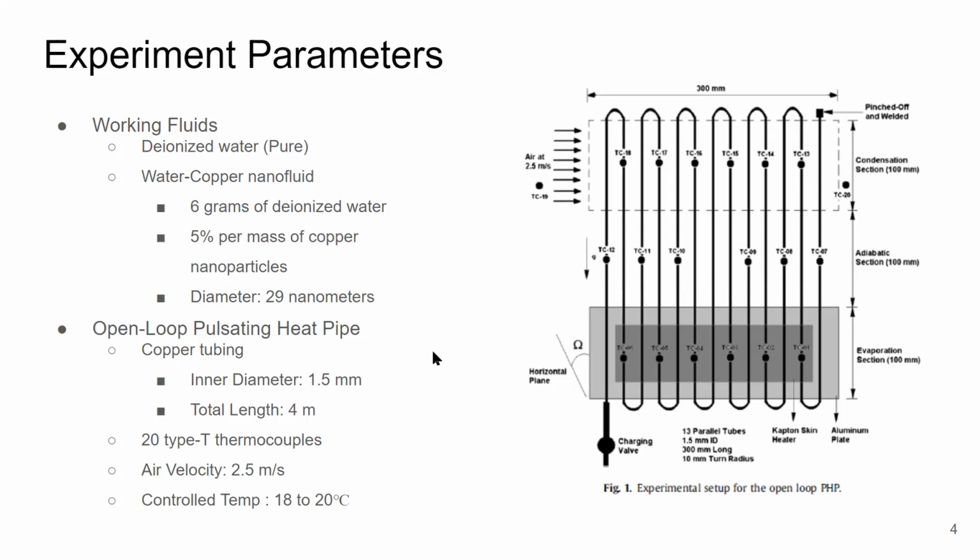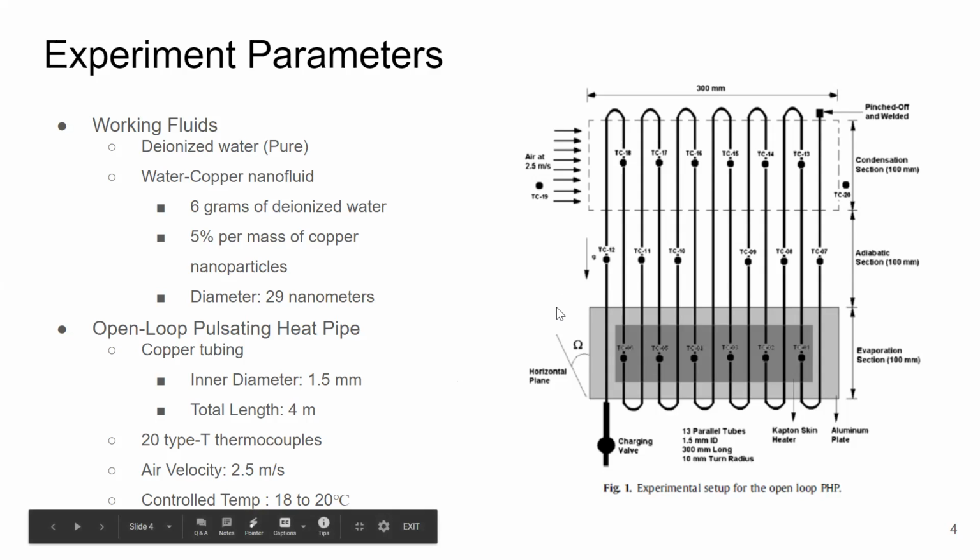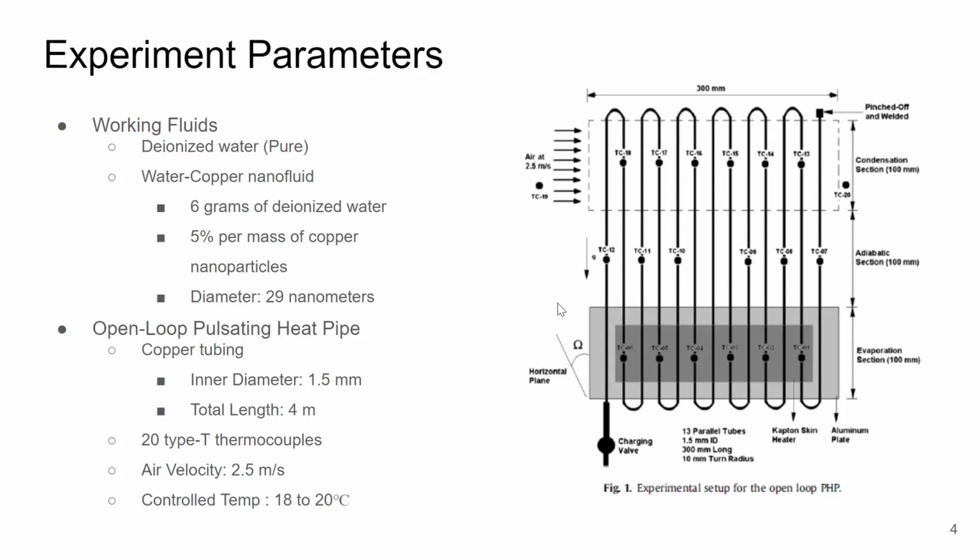The heat pipe used was an open loop pulsating heat pipe using copper tubing with an inner diameter of 1.5 millimeters with a total length of 4 meters. 20 type T thermocouples were also used to monitor temperatures throughout the heat pipe. A heater was also attached to the evaporation section, as well as a fan blowing air across the condensation section at 2.5 meters per second. The ambient temperature was kept at 18 to 20 degrees Celsius. The experiment tested the heat pipe in 3 orientations: horizontal, the evaporator above the condenser, and the evaporator below the condenser.